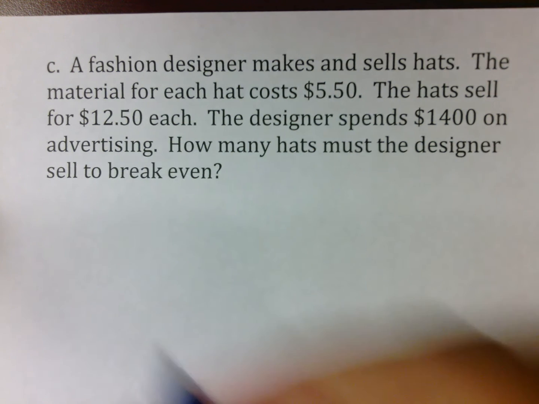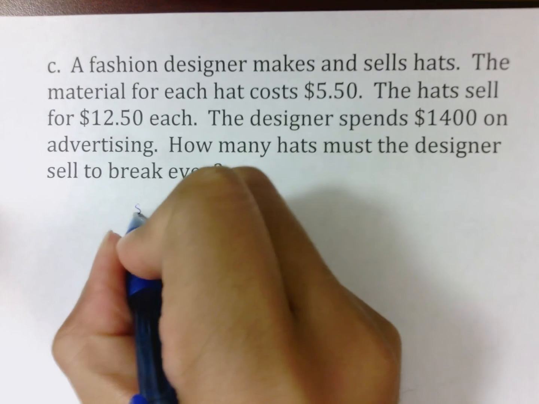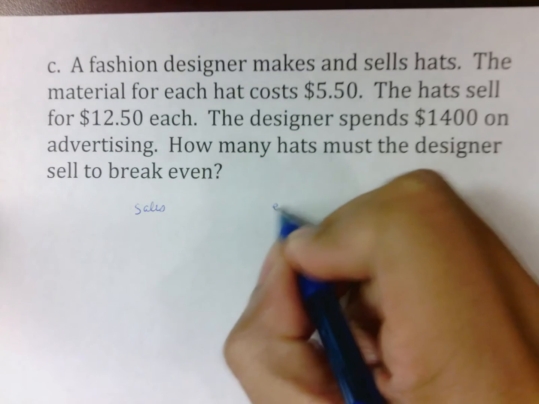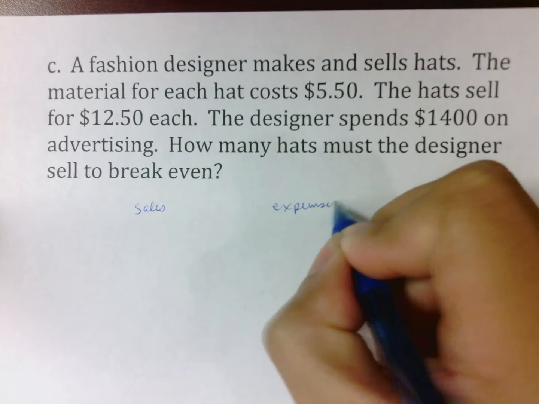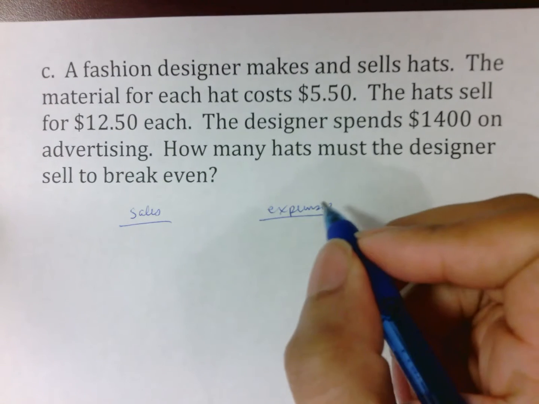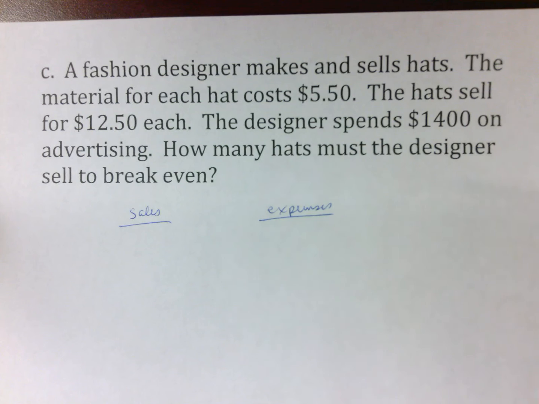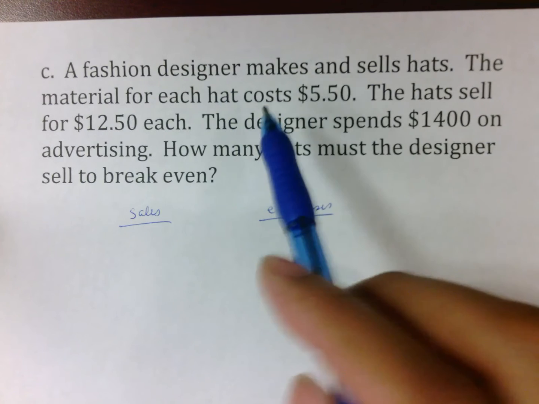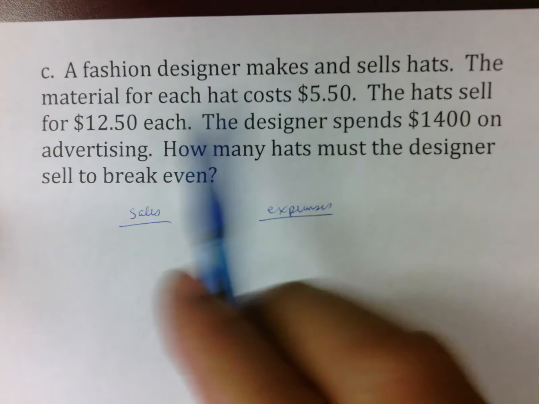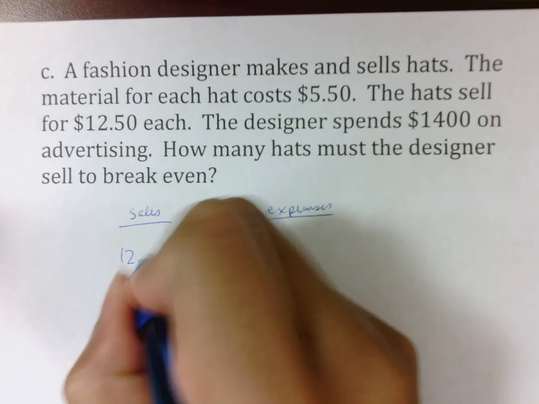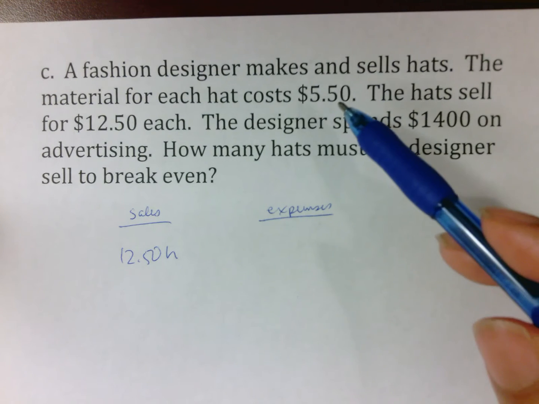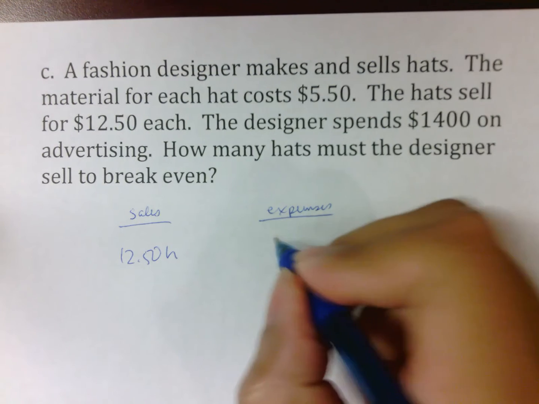The way you work this out is you talk about sales and you talk about expenses. And whenever you separate it that way, in order to break even, you need those two things to be equal. And so when you look at the sales, the material for each hat costs $5.50. That's not a sale. The hats sell for $12.50 each, so I'm going to put 12.50H, $12.50 per hat. But they're spending for the hat $5.50 per hat.